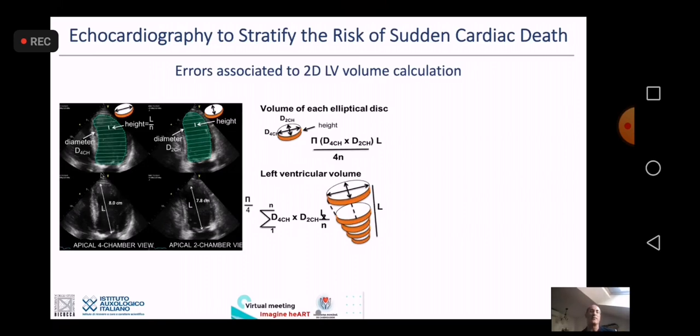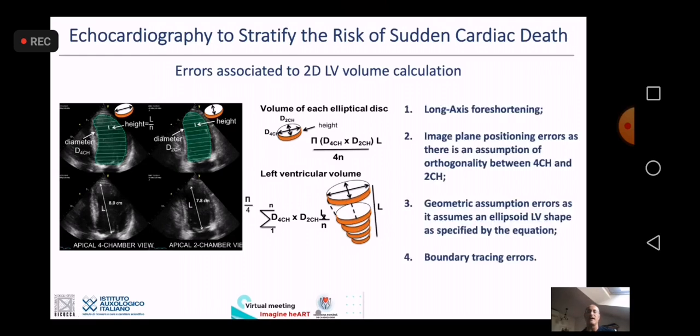Just a few comments about the two-dimensional echocardiography calculation of the ejection fraction. The most important point, and also the most neglected in clinical practice, is to avoid the foreshortening of one or both of the four-chamber and the two-chamber apical views that we use to calculate the volume and derive the ejection fraction. This is absolutely critical, because if one length is shorter by more than 10% than the other, then the level of the short axis in the four-chamber and the two-chamber is misaligned, and we cannot have a meaningful calculation of the volume of each disc that will then be summed up to provide the final volume.